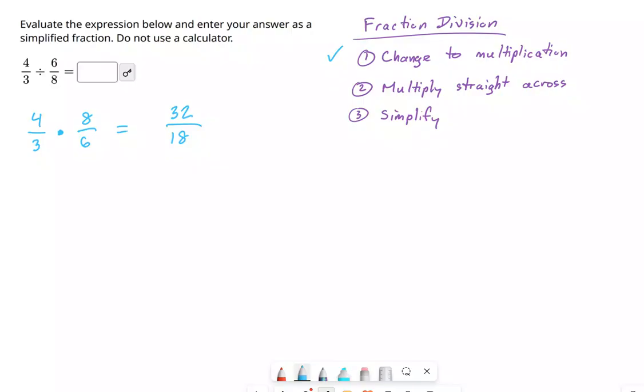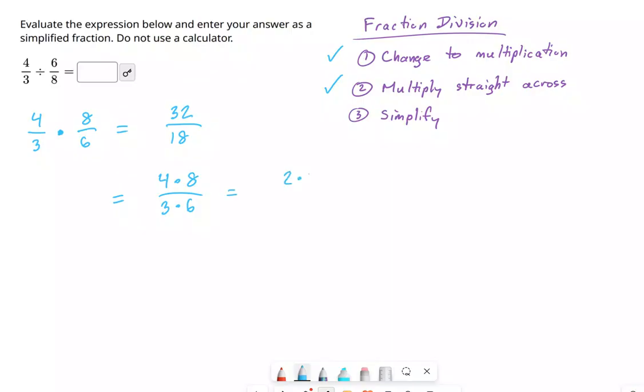And the method there is going to rely on you knowing what factors are. You need to break up the 32 into smaller pieces and the 18 likewise into smaller pieces and see if any of them are common. Have you heard of that phrase, common factors? So the first thing I'm going to do is actually undo my multiplication. I'm going to break this into 4 times 8 divided by 3 times 6 because those are smaller numbers and I was given those to begin with, so why not just use them, right? So let's keep breaking these up.